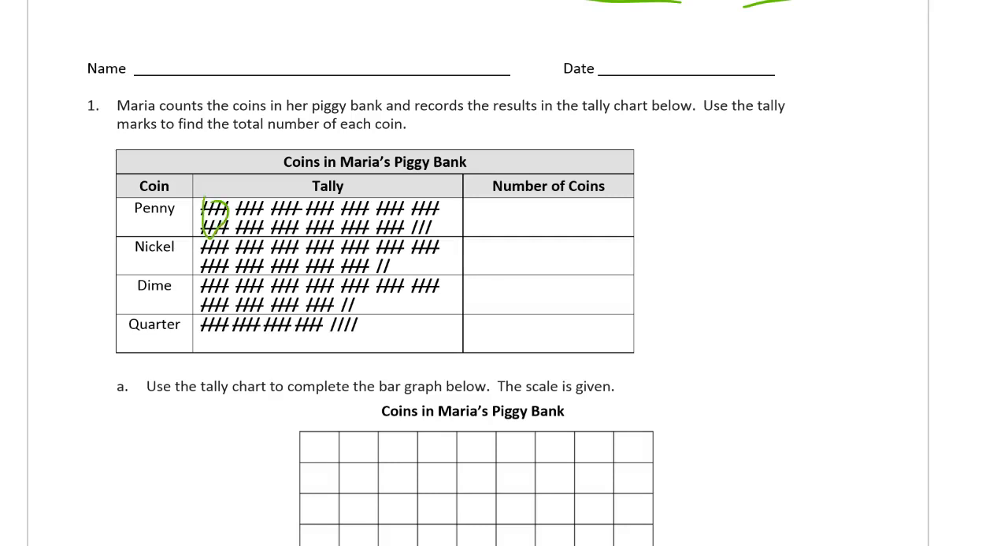10, 20, 30, 40, 50, 60. You don't have to circle them like I did, but that's 60, 65, 68. Easier to count by tens than fives even, right? 10, 20, 30, 40, 50, 62. 10, 20, 30, 40, 50, 55, 57. And here we got 10, 24.